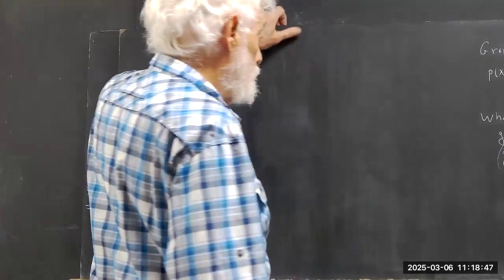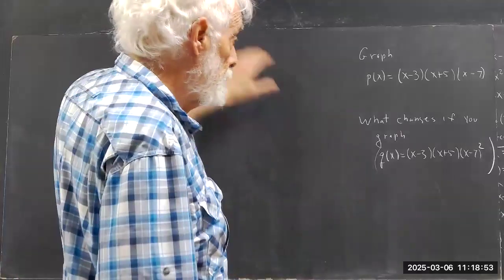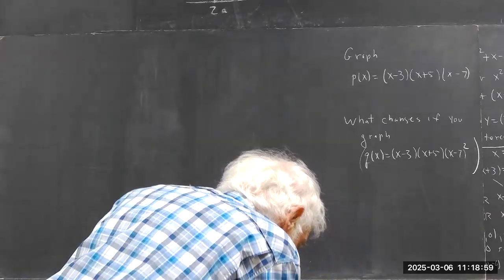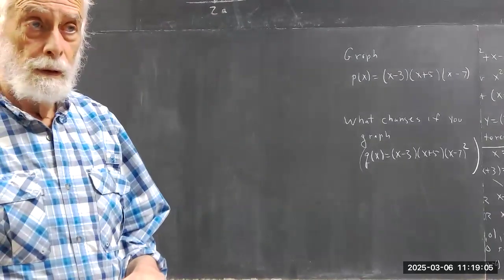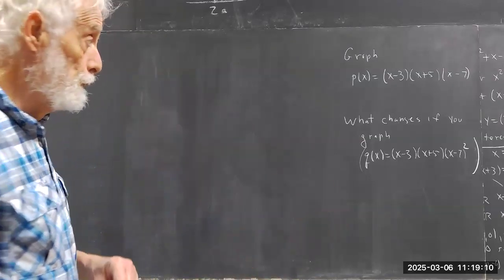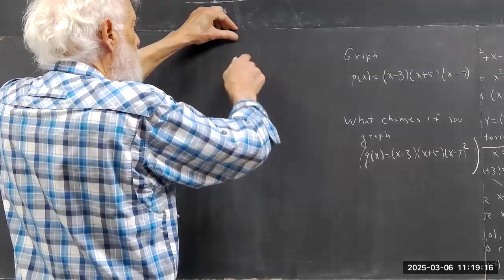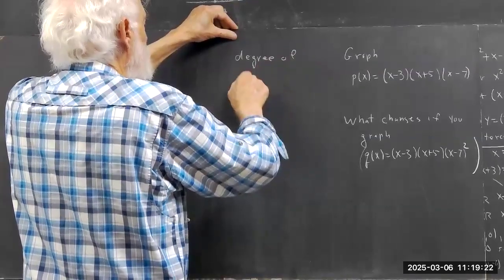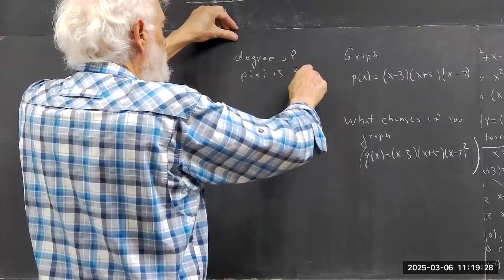Okay, our quiz main question was graph this function. And what do we do? I'm going to go into a little more detail than what your homework did, because I'm trying to anticipate a lot of stuff in chapter 3. Okay. So first of all, what's the degree? Degree is 3. Why?